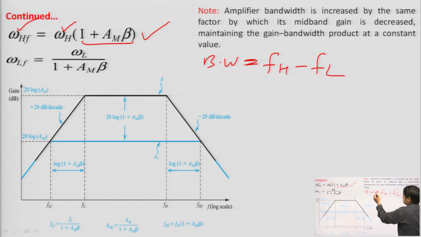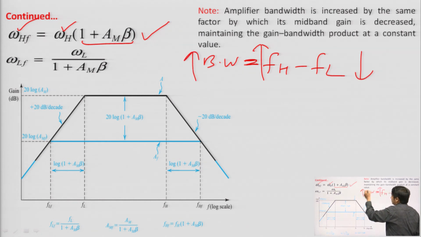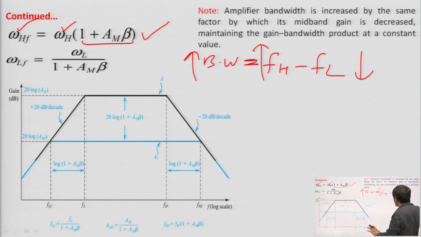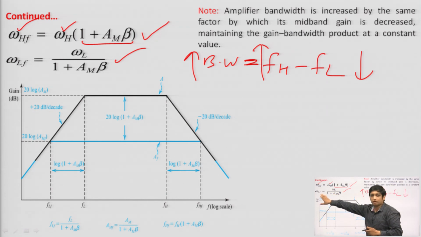So, it is very clear that if we increase the value of FH and if we reduce the value of FL, then your bandwidth will increase. So, the negative feedback increases the value of FH and decreases the value of FL by the factor 1 plus AM beta. Similarly, you can calculate for the lower 3 dB frequency also, fine.